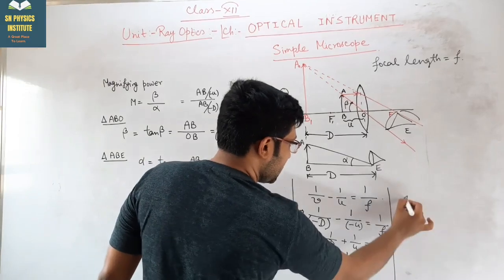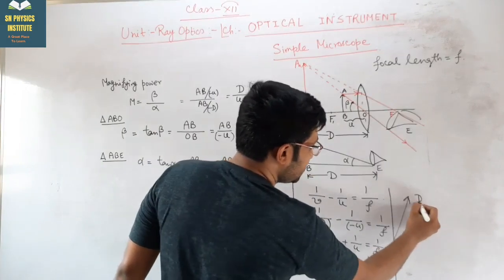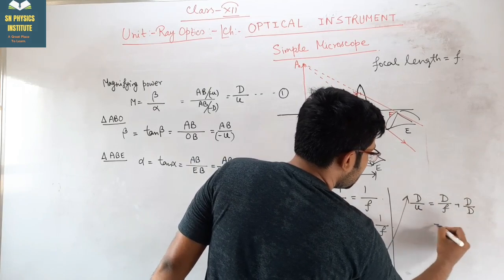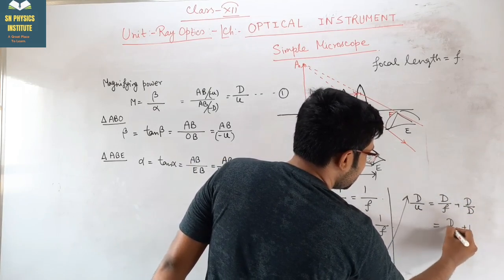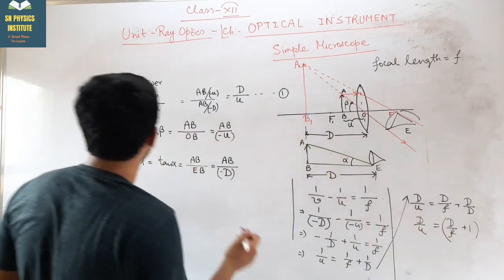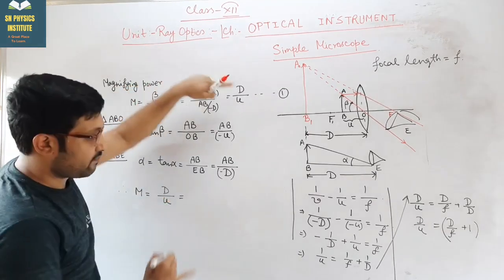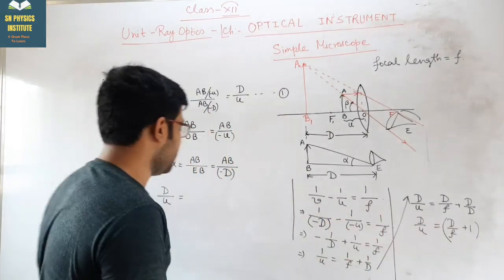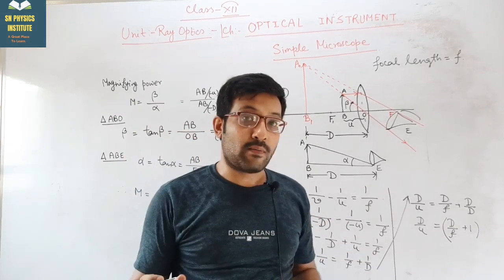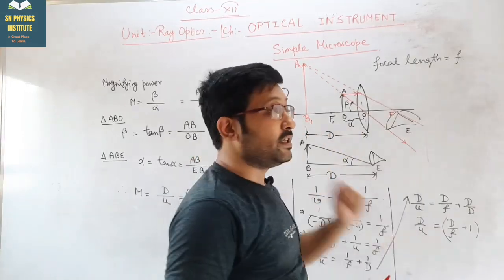Now 1 by U is equal to 1 by F plus 1 by D. If I multiply both sides by D, this gives D by U is equal to D by F plus D by D. D by D means 1, so D by U, which is the magnifying power, gives you 1 plus D by F. So your magnifying power M is D by U, and we found that D by U is equal to 1 plus D by F. Okay, so this is the magnifying power of a simple microscope if the image is formed at the least distance of distinct vision.